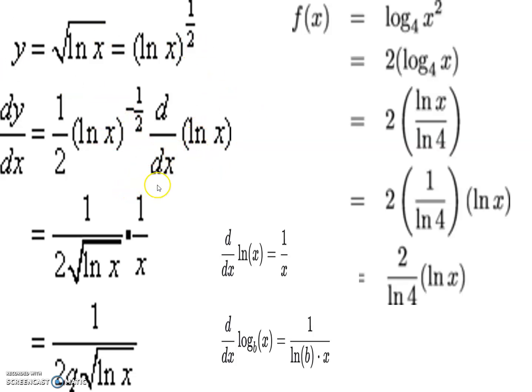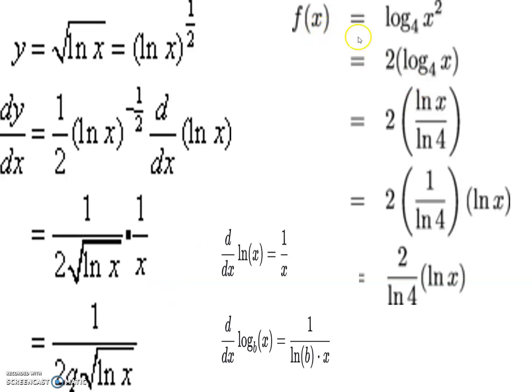It is the chain rule: derivative of ln f of x is equal to 1 upon f of x into derivative of f of x. So 1 upon 2 remains the same, ln x raised to minus 1 upon 2. Derivative of ln x is 1 upon x. So we have 1 upon 2 root ln x. Means what? We have to shift the power minus 1 upon 2 to the denominator. So we shift root ln x, and 1 upon x remains the same. In this way, the 1 upon x is here, and 1 upon root ln x remains the same.